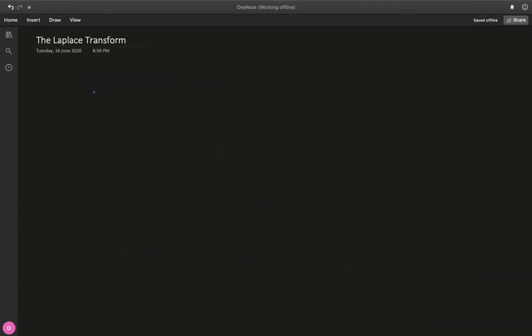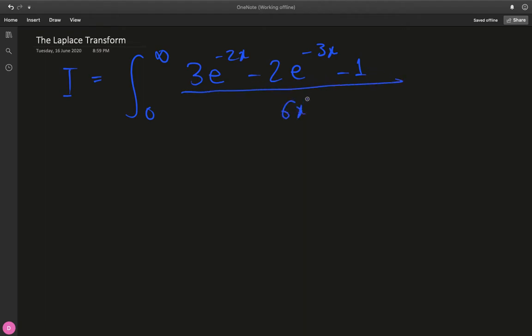Okay, so once we know the property, let's apply this to our original problem, which was integral from 0 to infinity of 3 times e raised to negative 2x minus 2 times e raised to negative 3x minus 1 divided by 6x squared dx. And now choosing which function to take the Laplace transform of and which function to take the inverse Laplace transform of is more like selecting your d and I or u and dv in integration by parts, and that comes with practice.